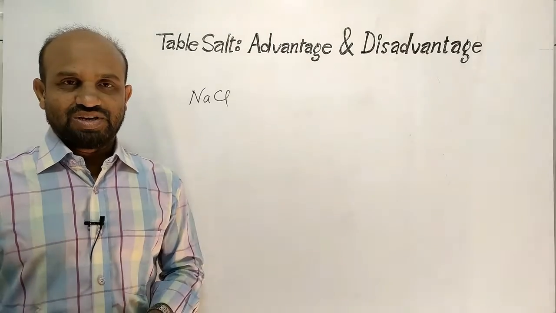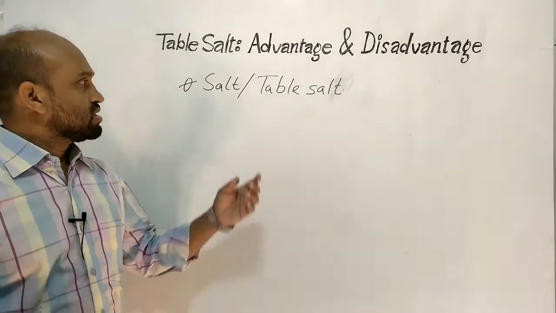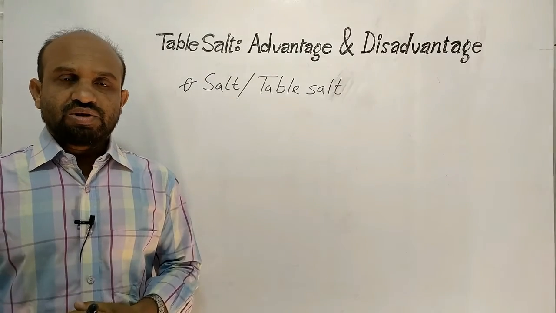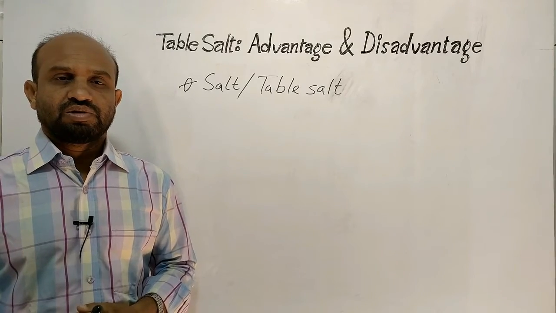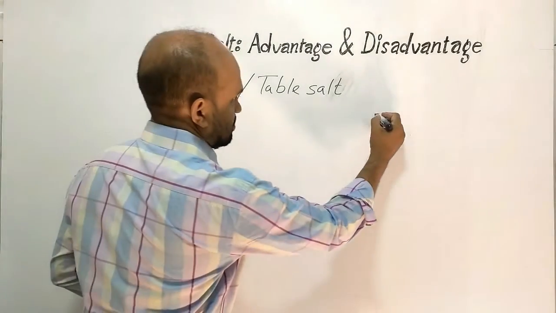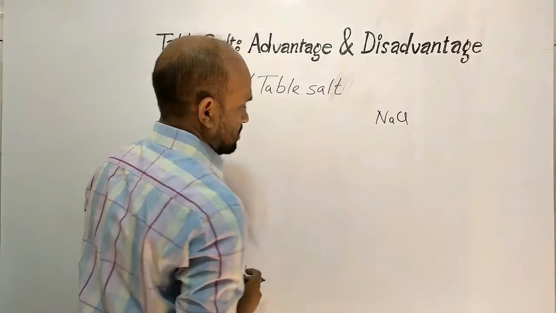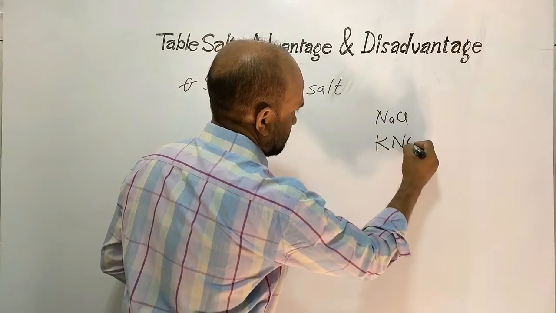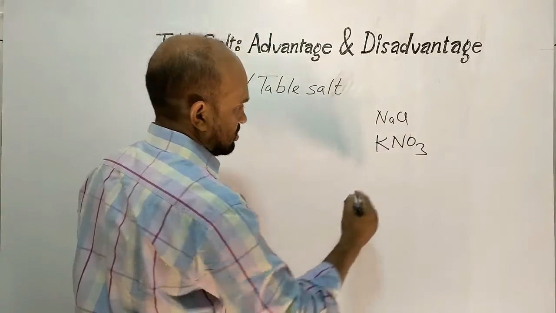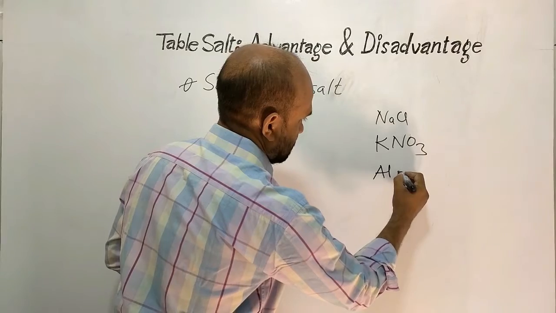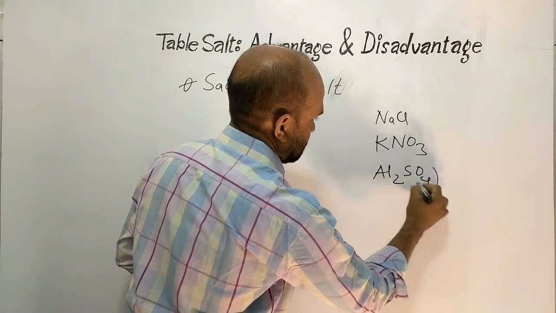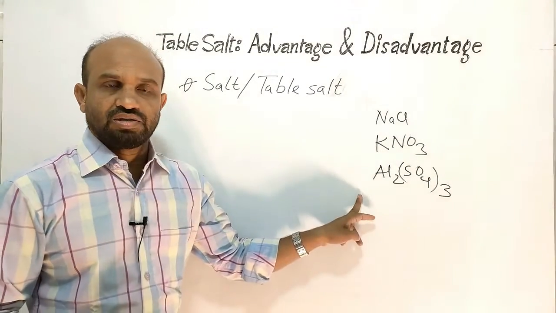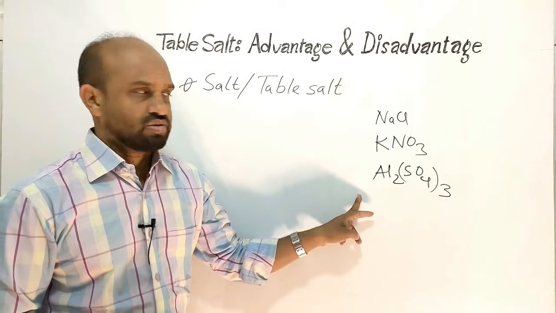So, let's begin. The very first point is salt or table salt. First of all, let's see some examples of salts. It's a kind of salt, sodium chloride, potassium nitrate, aluminum sulfate. These are the examples of salts.